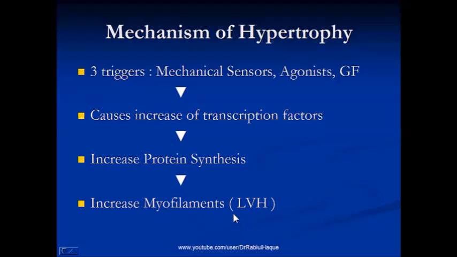Okay, so the point I'm trying to make here is that hypertrophy can occur due to some mechanical sensor, due to some agonist, or due to some growth factor, and they are all increasing transcription factor formation, which is leading to increased protein synthesis and causing the hypertrophy. Okay, so this is the main thing about hypertrophy.